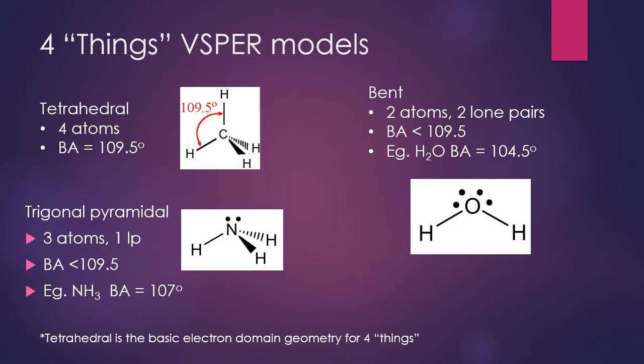Now let's look at four things. In the four things category, notice there are several different shapes it could be. So you really need to pay attention to how many of those things are atoms and how many of those things are lone pairs. Let's look at the first geometry. The first geometry is called tetrahedral. This is the case where the central atom has four things around it and all of those things are atoms, so 0 lone pairs. In this case, the bond angle is 109.5.